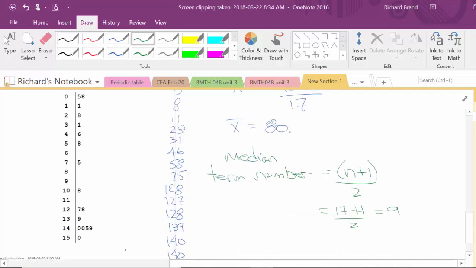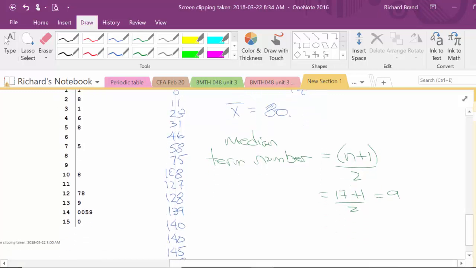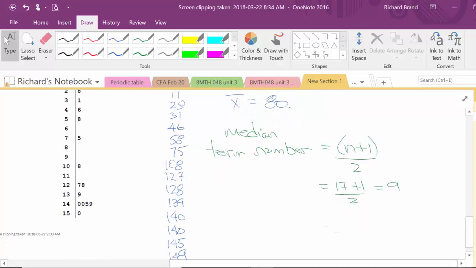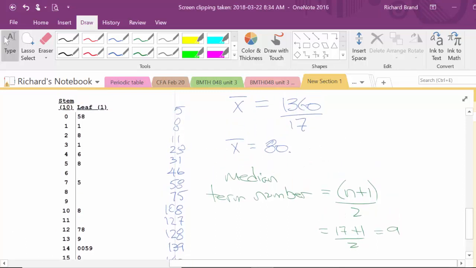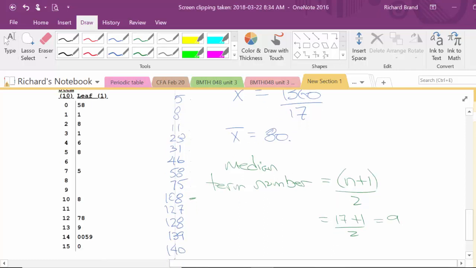Calculating the median, I've got to calculate where the middle of this set of data is. If the data is all ranked from smallest to largest, the number of the term that will be the median is given by the formula n plus 1 over 2. In this case, we have an odd number of terms. So 17 plus 1 is 18, divided by 2 is 9. So I'm going to find the 9th term here. I'm just going to count down from the bottom. 1, 2, 3, 4, 5, 6, 7, 8, 9.